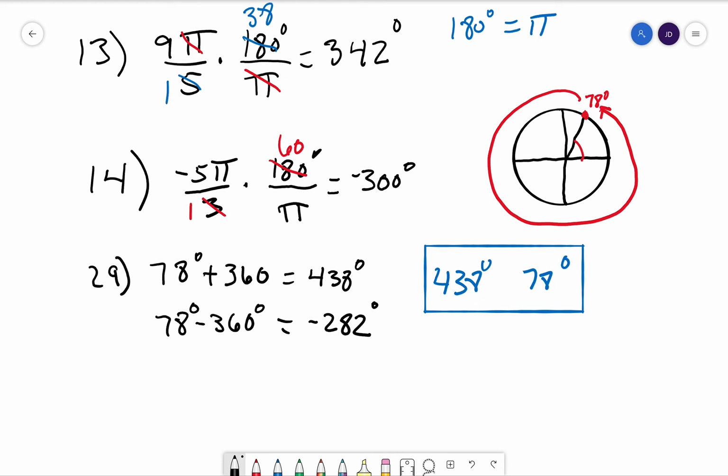All right. So with negative 282, what that's saying is that if I started right here and I went negative 282 degrees, I'm going to be right back here at 78 degrees.